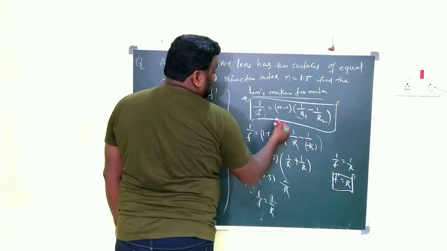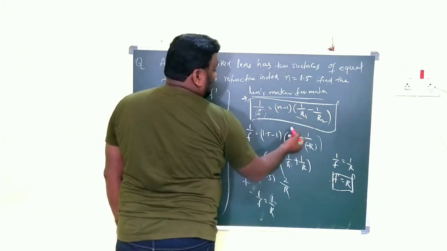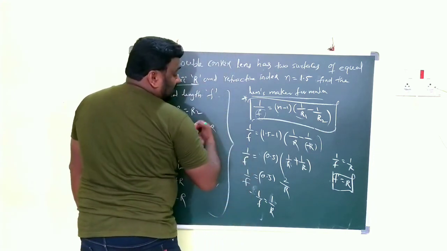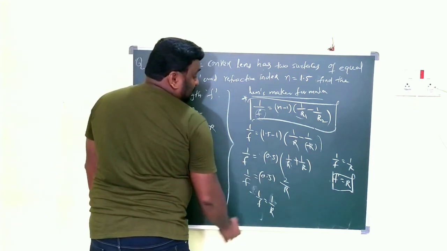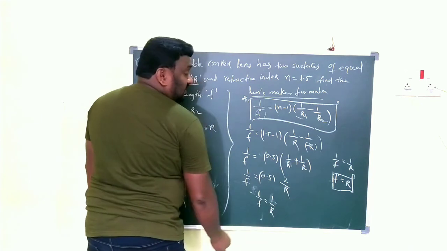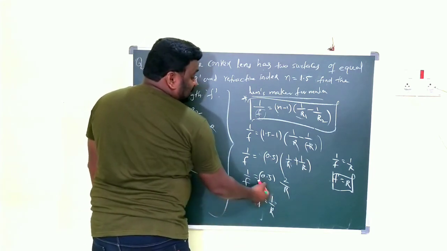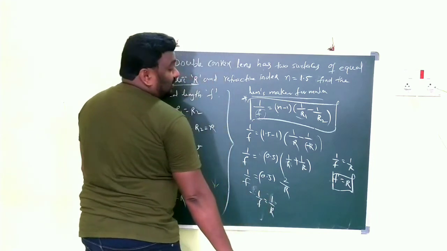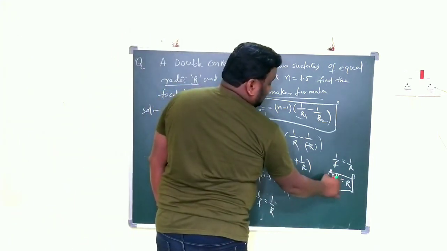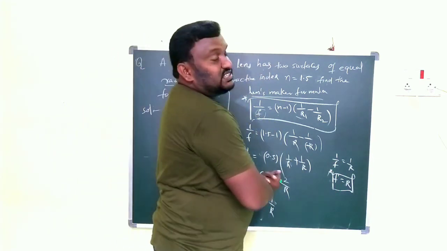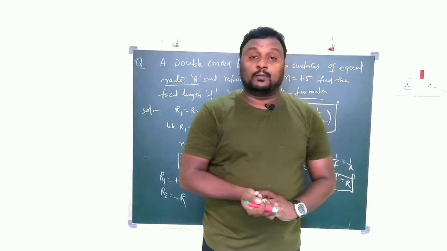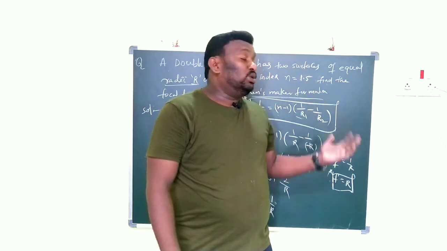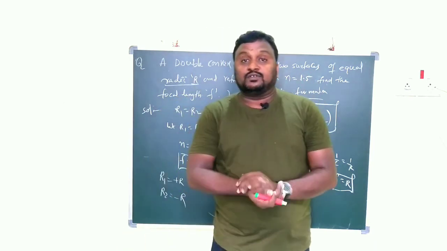Now we are substituting values. N is 1.5, R1 is equal to R, and R2 is equal to minus R. Then what do you get? 1 by F is equal to 0.5 into 1 by R plus 1 by R. Then 1 by F is equal to 0.5 into 2 by R. That means 1 by F is equal to 1 by R. From that, F is equal to R. So this is the solution for this problem. This is one of the most important problems. So you can note the answer in a book after watching this video.